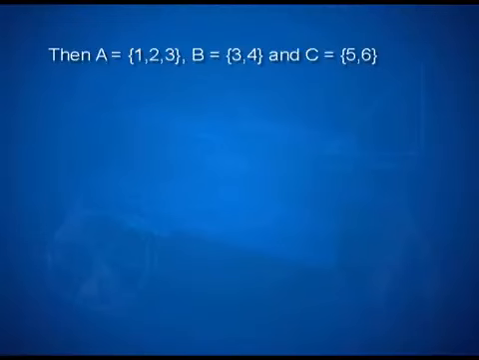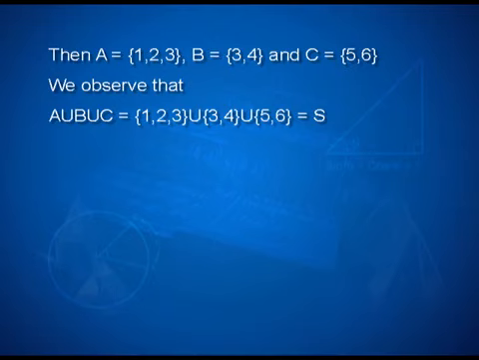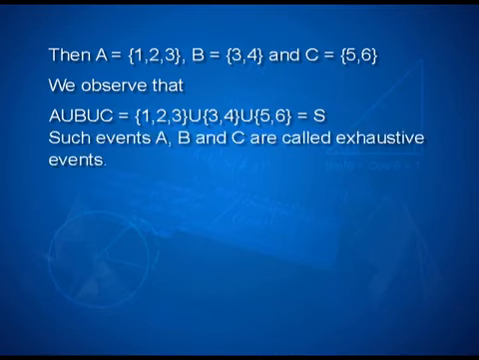Then A = {1, 2, 3}, B = {3, 4} and C = {5, 6}. We observe that A union B union C = {1, 2, 3} union {3, 4} union {5, 6}, that is equal to S. Such events A, B and C are called exhaustive events.